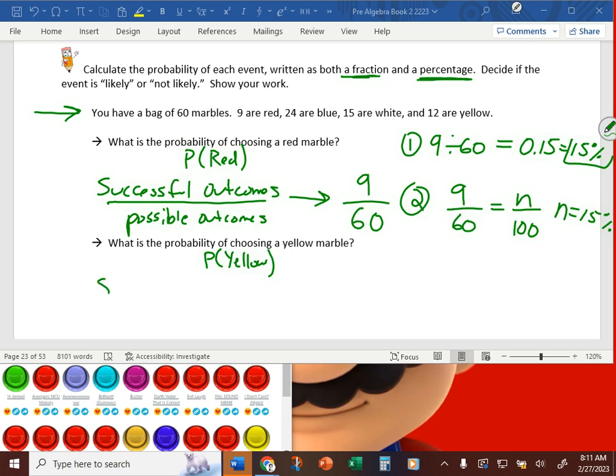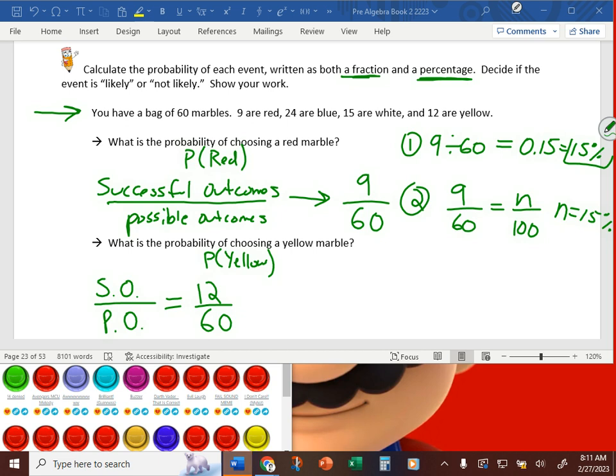Successful outcomes and possible outcomes we'll abbreviate SO and PO. How many successful outcomes are there for picking a yellow marble? Nolan? 12. 12 yellows. How many possible outcomes are there? 60. Still 60, right? That part doesn't change, okay? There are still 60 marbles in the bag, whether we want to pick a red one or a yellow one or a blue one or whatever.